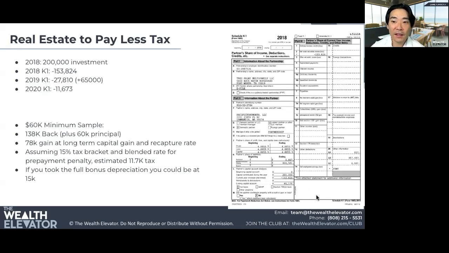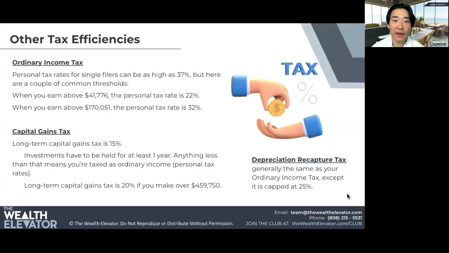Part of this, I think, is go through this section in the next masterclass and really understand it for yourself so you're empowered to have a conversation with your CPA. Kind of switching gears here, other tax efficiencies. Again, we talked about this earlier.